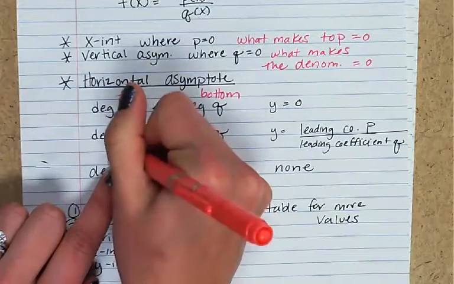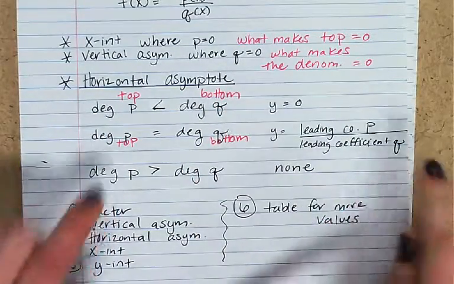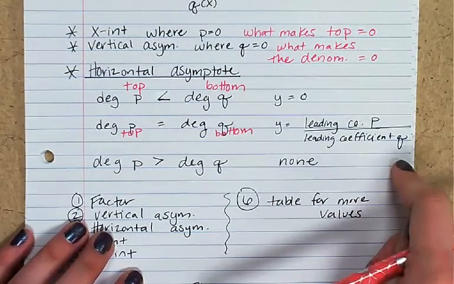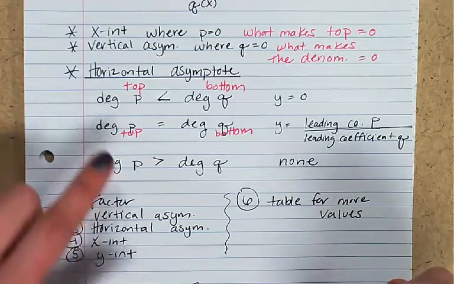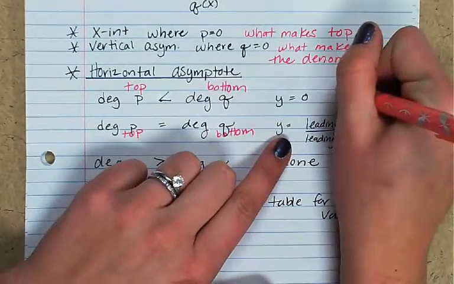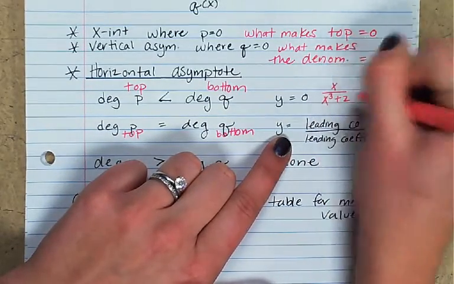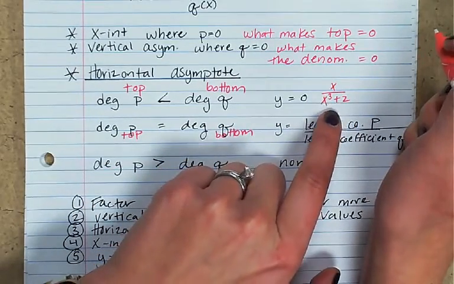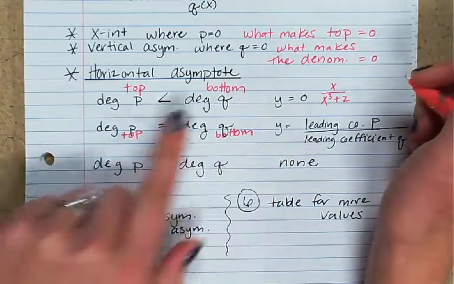If the degree of the top equals the degree of the bottom, then your horizontal asymptote is the leading coefficient of the top divided by the leading coefficient of the bottom. So what that means, I'll give an example for all of these really quickly. If the degree of the top is less than the degree of the bottom, if I had like x over x cubed plus 2, this is degree 1, this is degree 3. So 1 is less than 3, so we'd have a horizontal asymptote at 0.